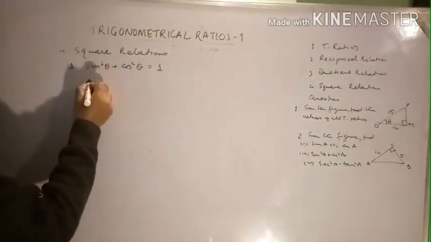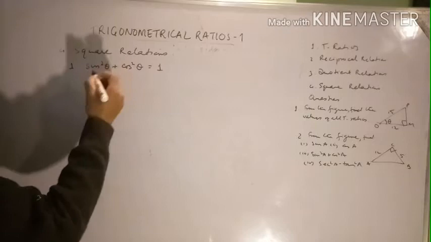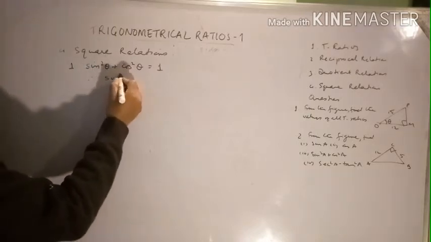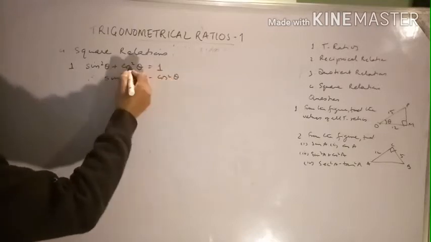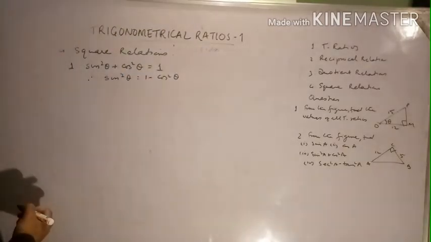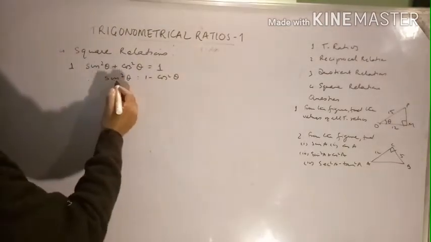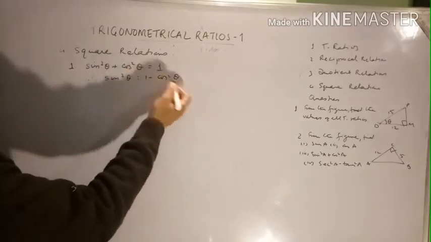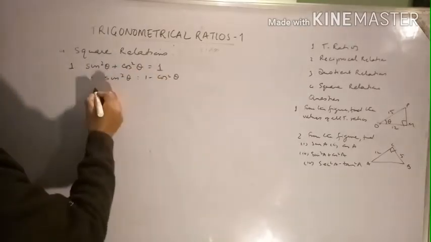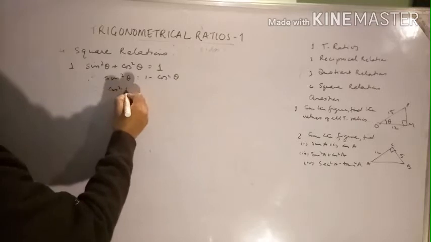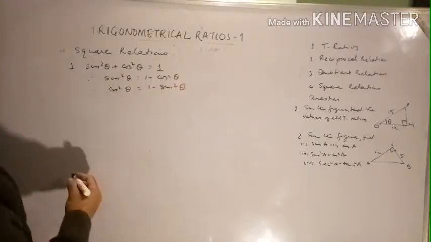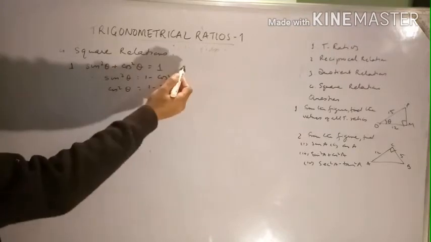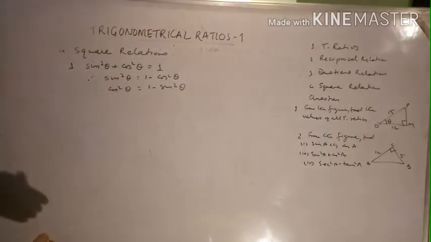Similarly, from here we can derive a few more formulas, like sin square theta will be 1 minus cos square theta, because cos square goes that side, becomes 1 minus cos square. So you can use this formula to change sin into cos or cos into sin. Similarly, cos square theta will be equal to 1 minus sin square theta.